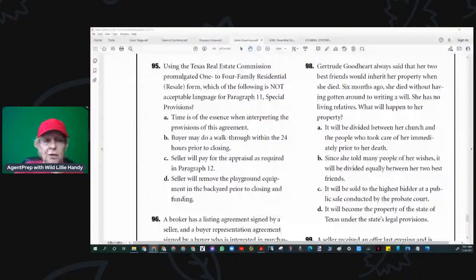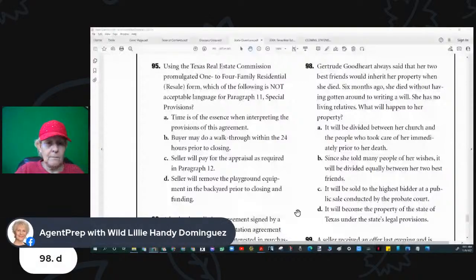All right, so the answer is 98D. It will become the property of the state of Texas under the state's legal provisions. So this is an intestate. So the person dies without a will. Number 98D. Number 99.